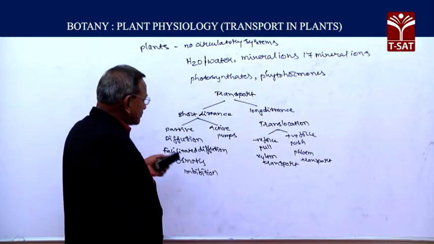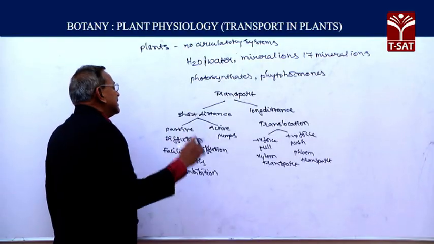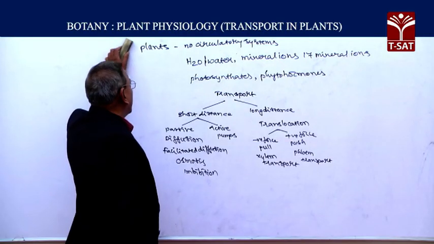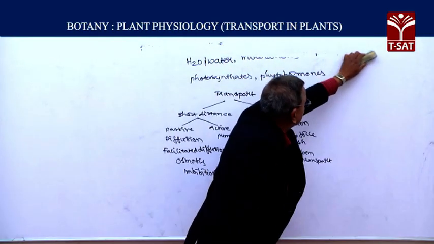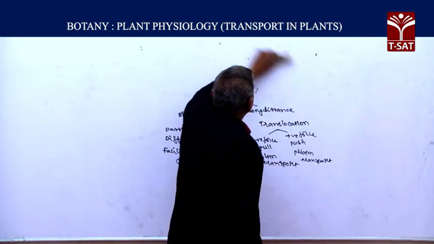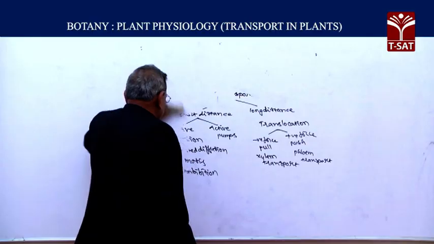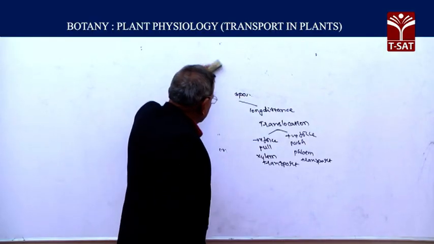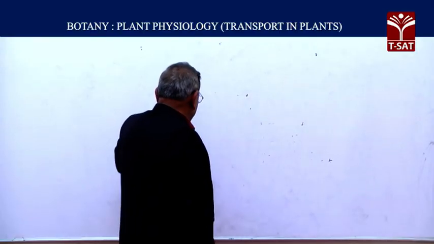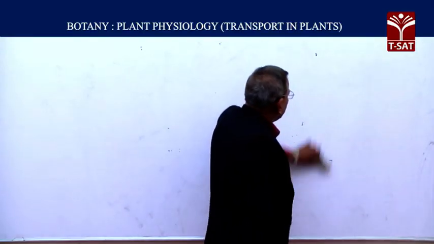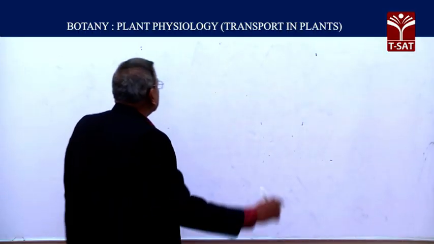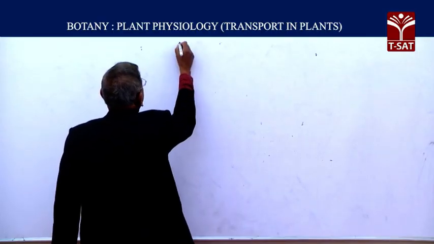Now let us consider different means of transport in plant body. First let us consider short distance transport. Short distance transport. First, diffusion, means of transport.